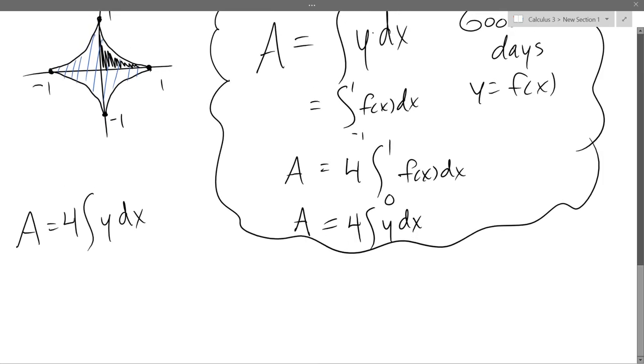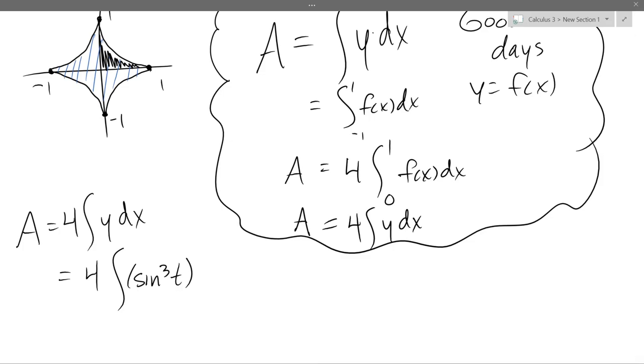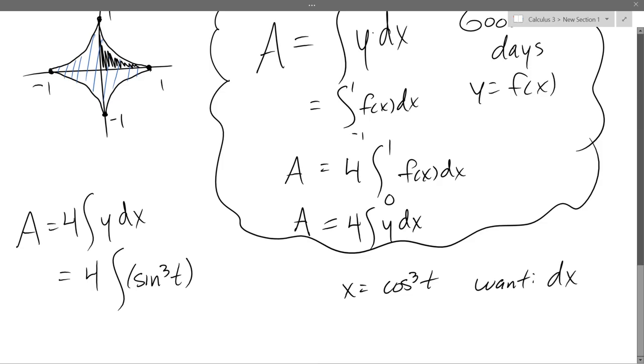All right, easy question, what is y? y is sine cubed t. So that's the easy part. So first thing you'll notice, we're using t's. So we better not be using x's. So what in the world do I do for dx? So what we know is x is cos cubed t. So what I want is dx. How do I figure out what dx is?